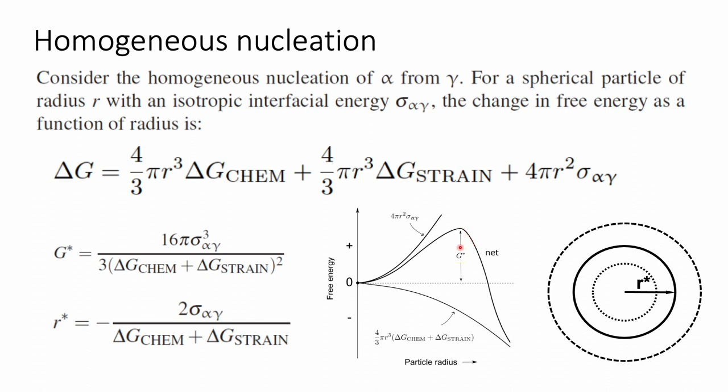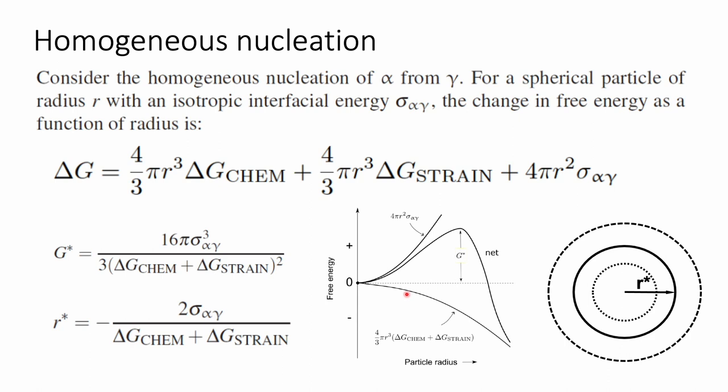So how do we get this G star? In mathematics, consider the delta G change with the particle size R. The condition is d delta G over dr, the slope, equals zero. Based on the calculation, you will get the G star value and the R star value. For the detailed calculation, we will have a practice in our problem-based learning class. But here we just emphasize the material physics.